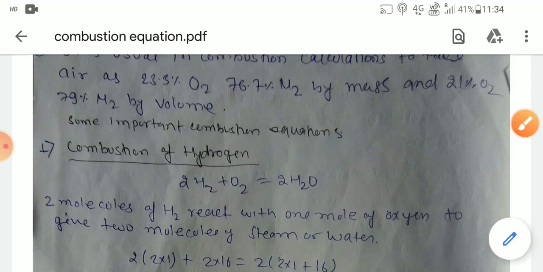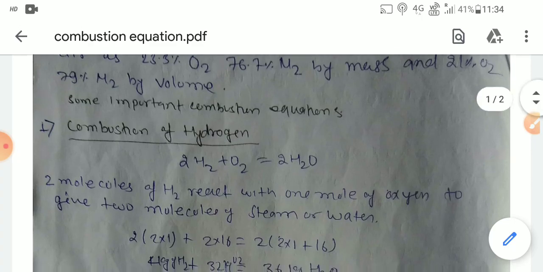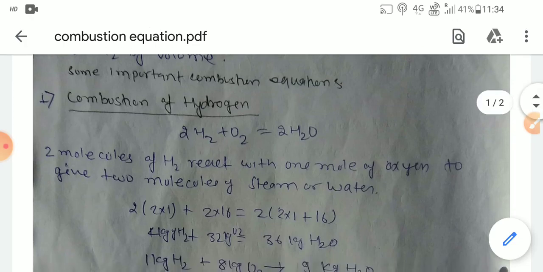Now you can see 4 atoms of hydrogen here, and here also 4. Here there are 2 atoms of oxygen, and here also 2 oxygen. So that is your balanced equation. Writing it on the basis of volume, you can write 2 volumes of hydrogen react with 1 volume of oxygen to give 2 volumes of steam or water.